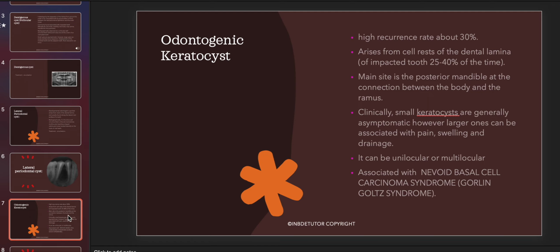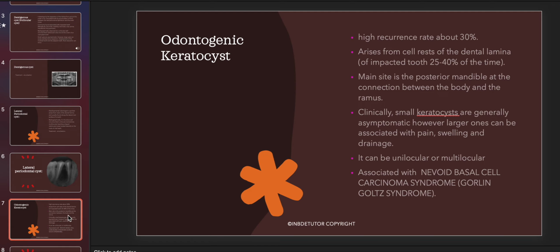Radiographically, odontogenic keratocysts do not cause obvious bone expansion, and they are seen as a mixed unilocular or multilocular radiolucency. I want to give you a little information here: an impacted tooth can be associated with a dentigerous cyst, odontogenic keratocyst, ameloblastoma, adenomatoid odontogenic tumor, or calcifying odontogenic cyst as well.